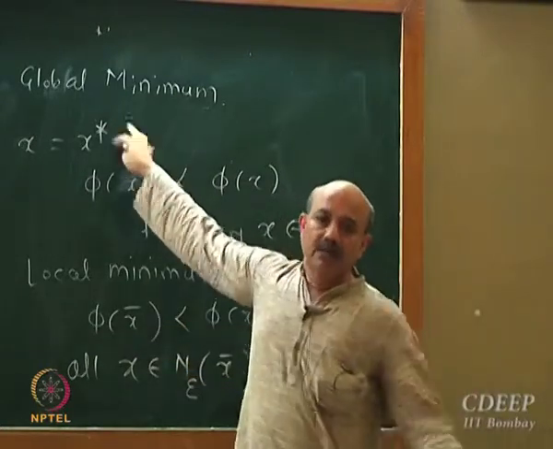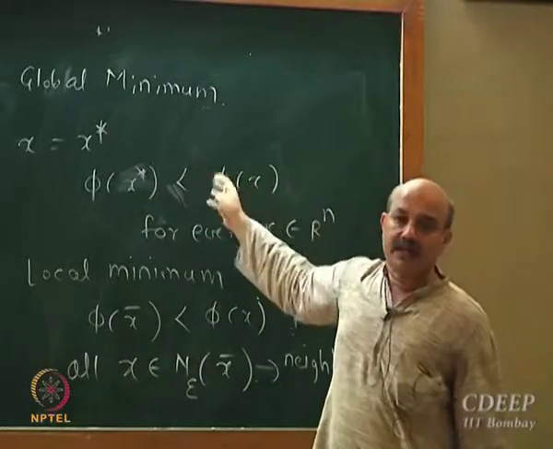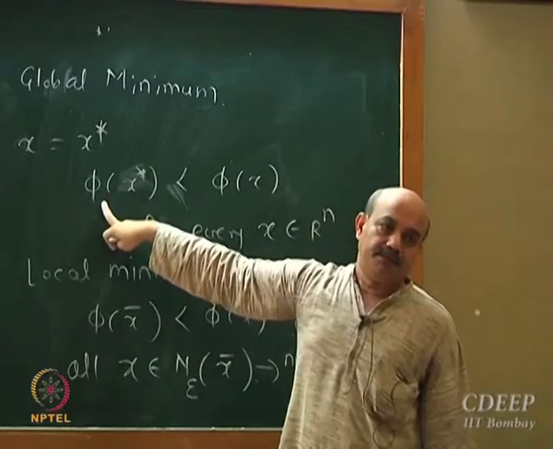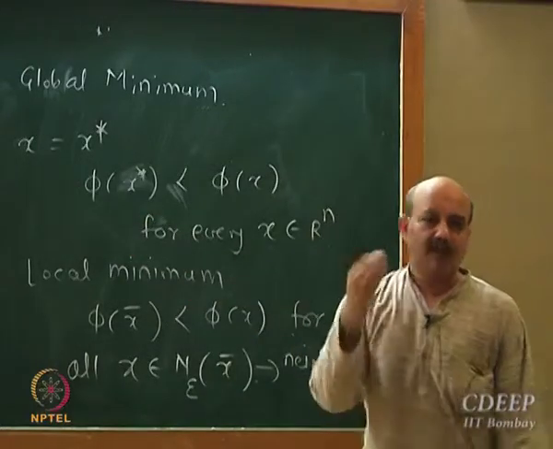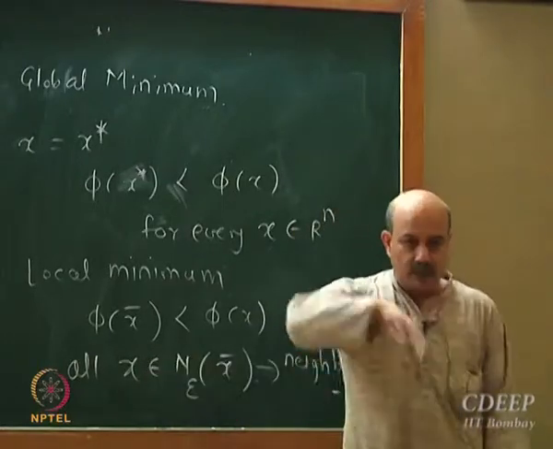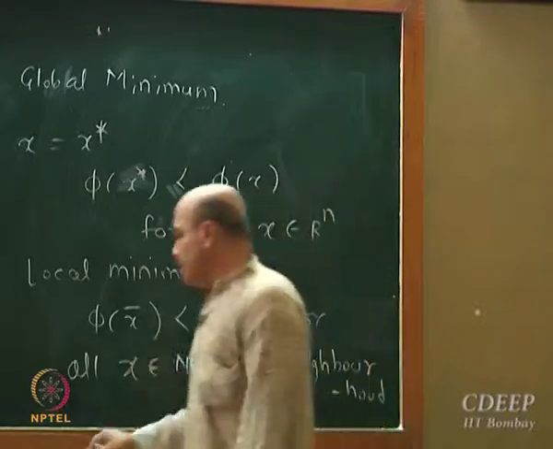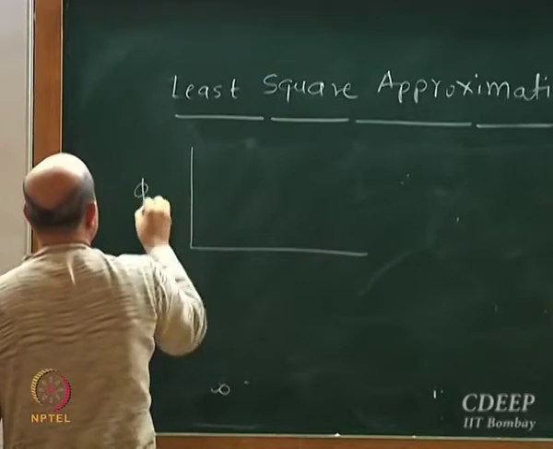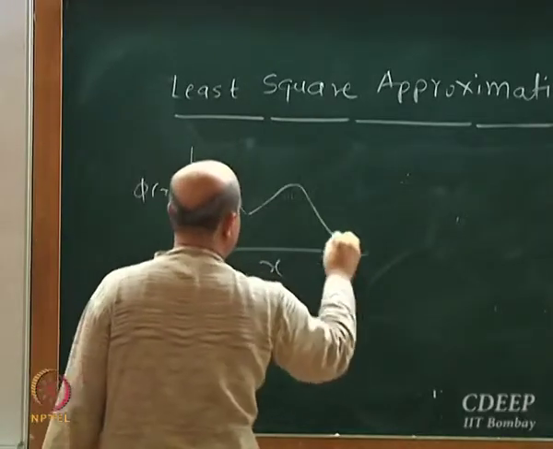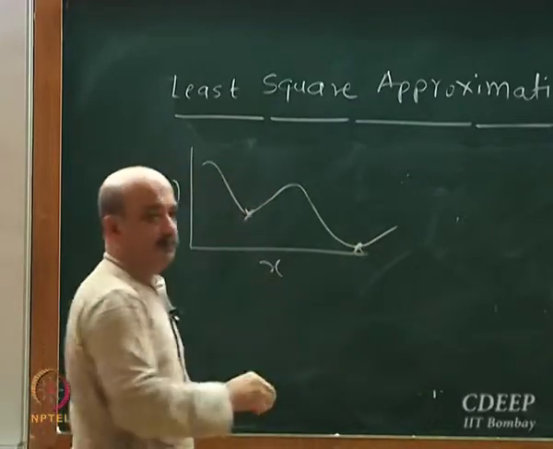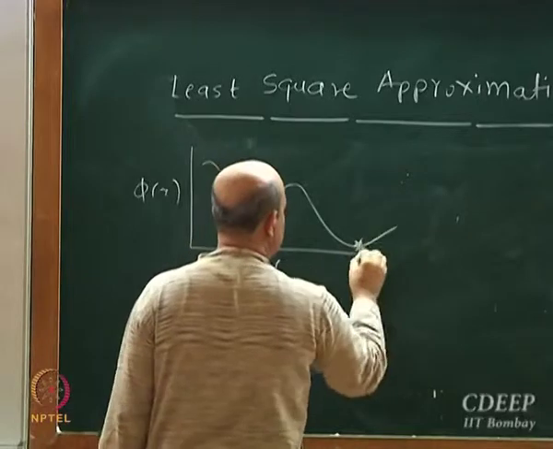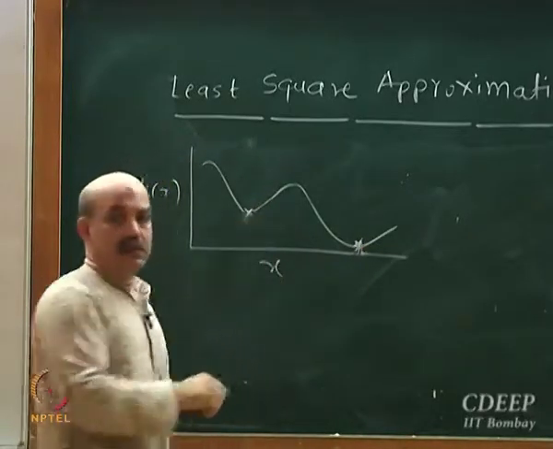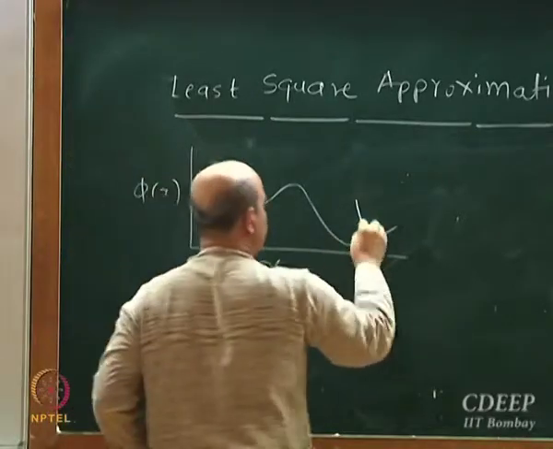Here x star will be called the global minimum, because anywhere you go in the space, you cannot get a value of x for which phi will be smaller. The smallest value of phi is obtained at the global minimum. In one dimension it's easier to draw. If you have a function phi of x versus x, this is my global minimum, but this is a local minimum. So this point for this function is a global minimum, whereas this is a local minimum.